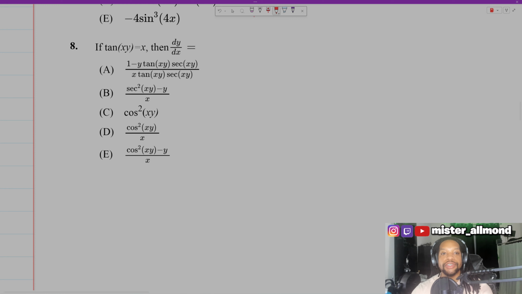So let's do it. Derivative of tangent. And before I derive it, I'm going to notice that my input is a function, so I am going to have to use the chain rule. So derivative of tangent, I know is secant squared, and then that input stays the same, xy. And then I got to multiply by the derivative of xy. Now notice xy is a product of two functions, so I got to use the product rule when doing the chain rule.